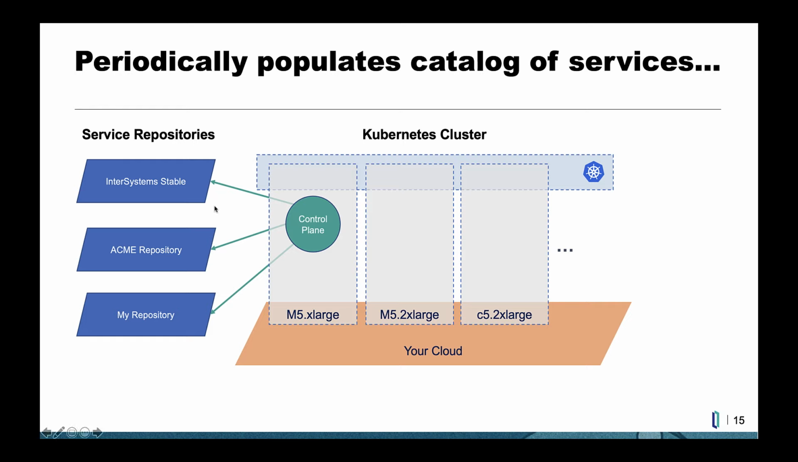Let's say you are a partner and you have a couple of applications that you would like all InterSystems customers to see. You could have your own repository and put your application there, and tell a potential customer, or we could even make that repository pre-configured in the control plane, and the control plane would scan that repository and find all your applications and list them on the catalog.